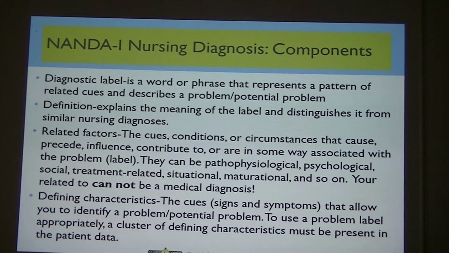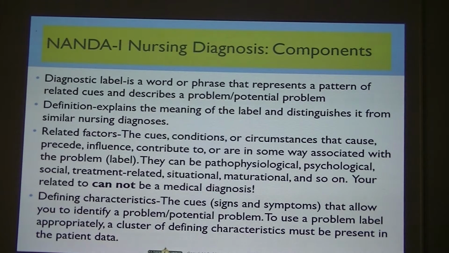One thing you have to remember here, your related to cannot be a medical diagnosis, okay? So acute pain related to a right hip fracture will not work. You cannot use that. So a medical diagnosis cannot be used as your related to in a nursing diagnosis. And then you have your defining characteristics. This is where you're going to put your assessment data whenever you create your nursing diagnosis. So this is everything that you collected.